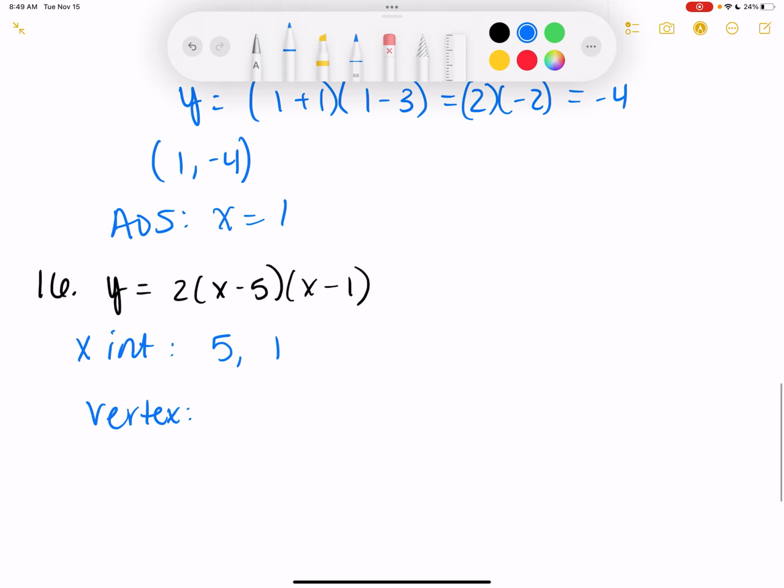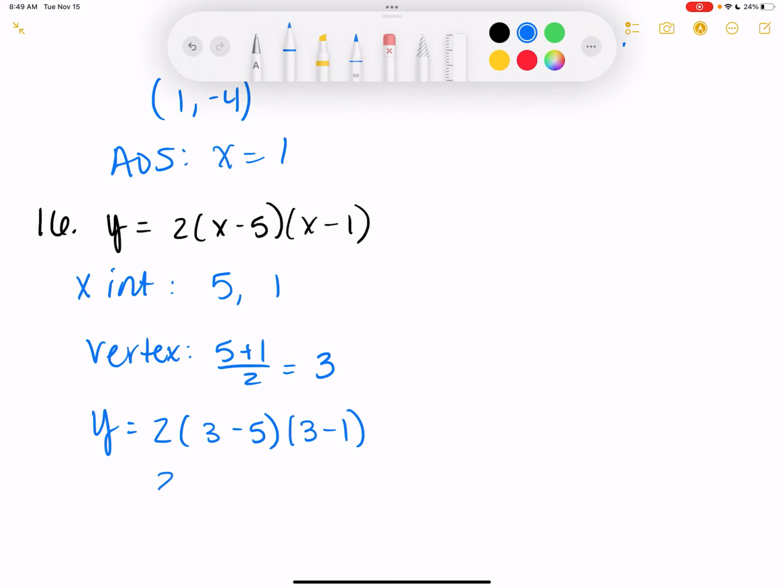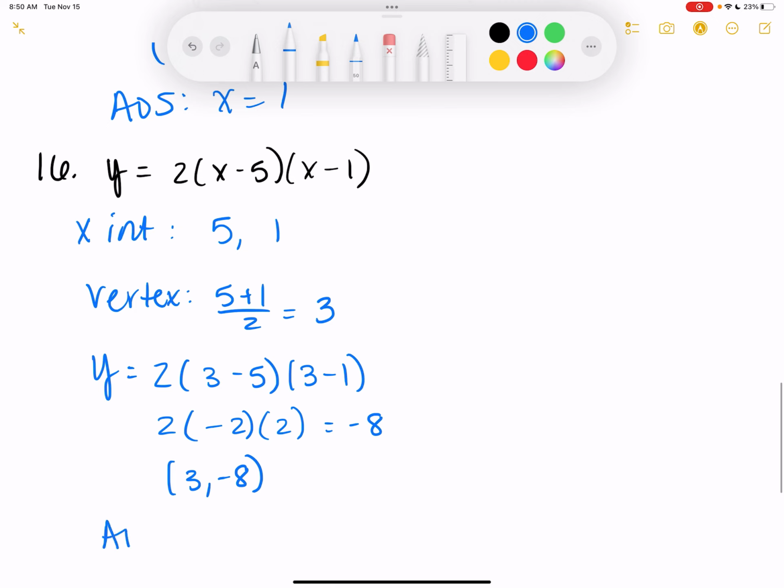It's at (p plus q) over 2, so (5 plus 1) over 2, which is 3. That's the x value. I'm going to plug 3 into the original to solve, so y equals 2 times (3 minus 5) times (3 minus 1). So 2 times negative 2 times 2, which is negative 8. So my vertex is at (3, -8), meaning my axis of symmetry is where? x equals 3.